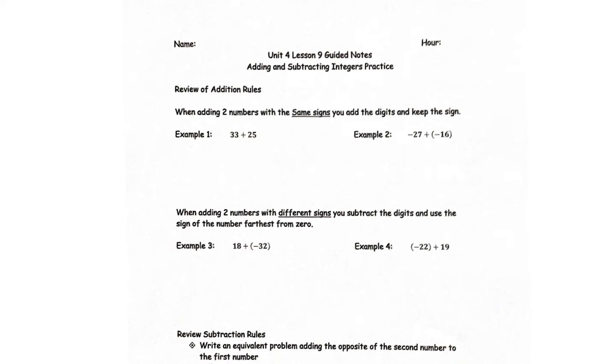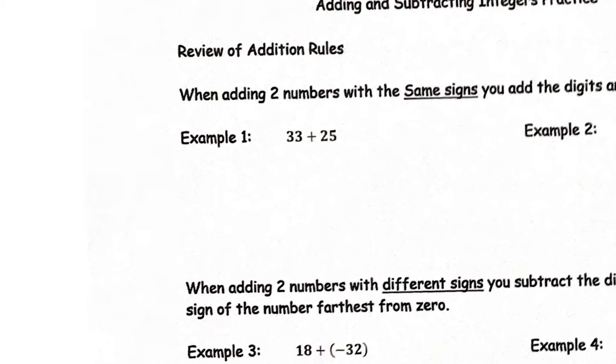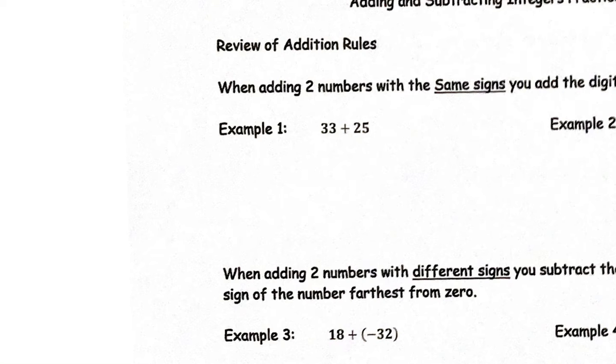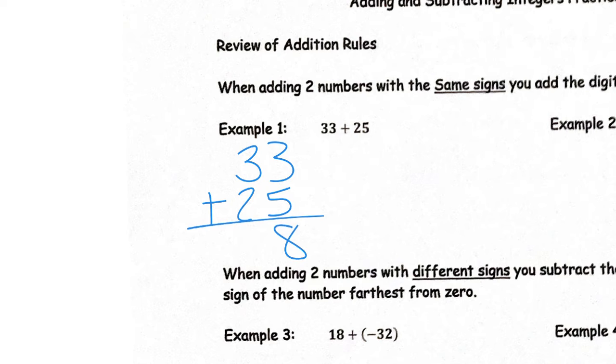All right, when adding two numbers with the same signs, you add the digits and keep the sign. So just a quick review. All right, this is nice and easy. 33 plus 25. 3 plus 5, I'd get 8. 3 plus 2, I get 5. We should know that. It's the same rules.